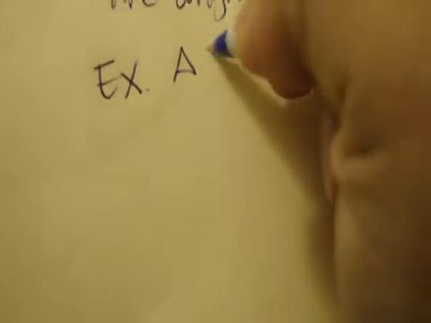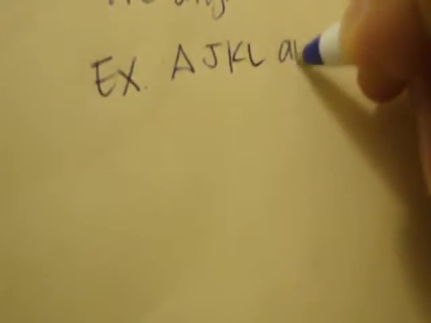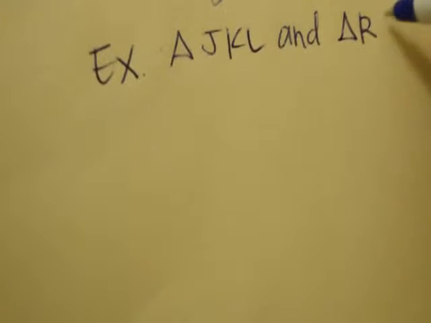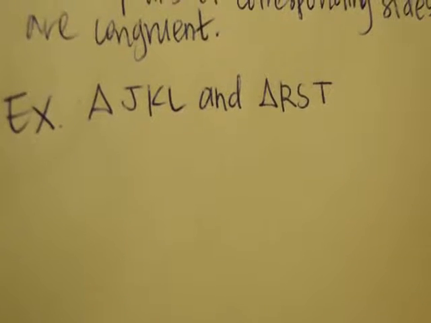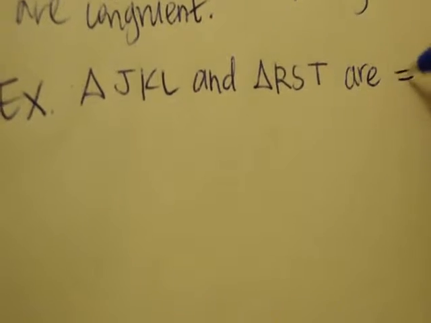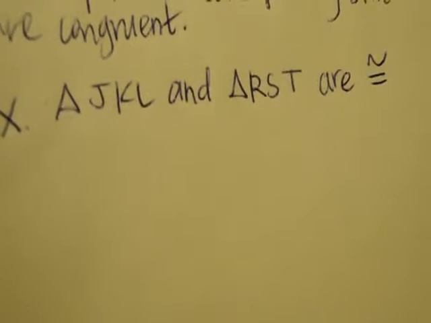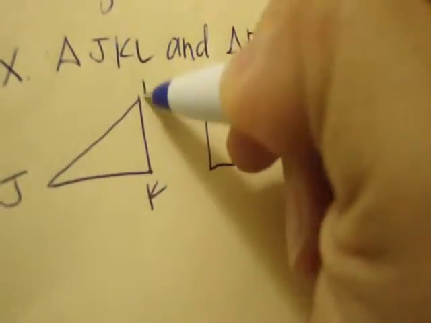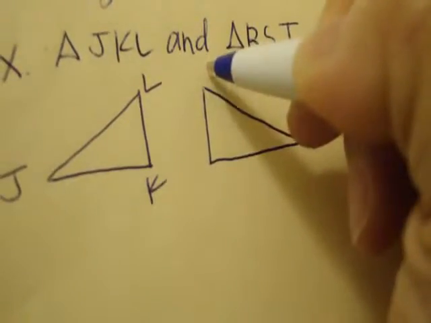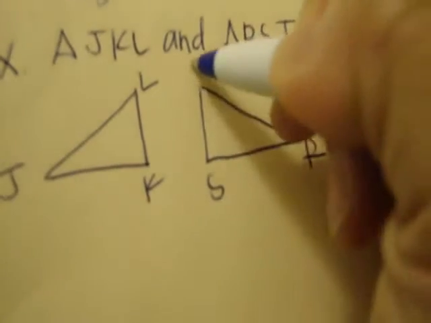Pretend that we have triangles JKL and triangle RST, and they are congruent. So they are congruent. And let's go ahead and draw these triangles. I'm going to go ahead and label this JKL, RST.